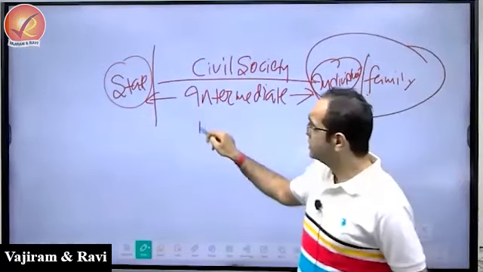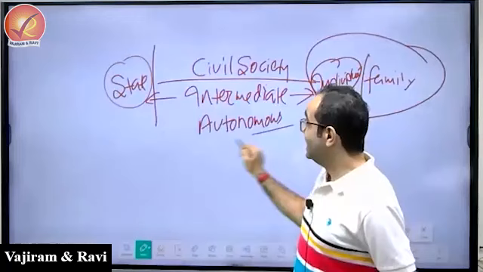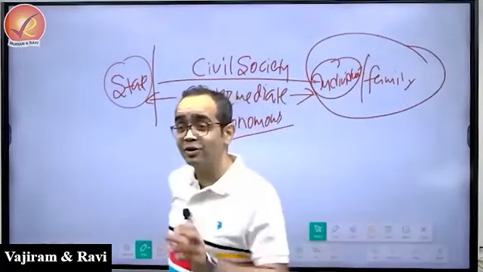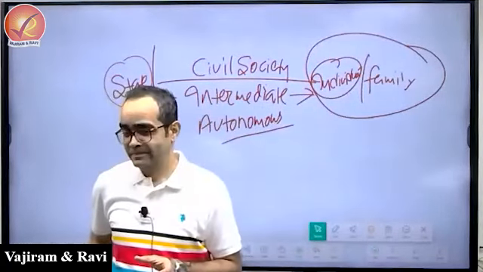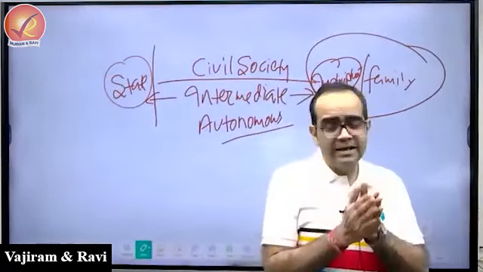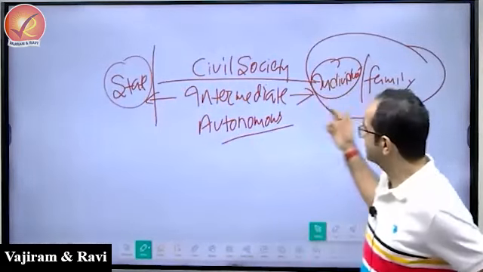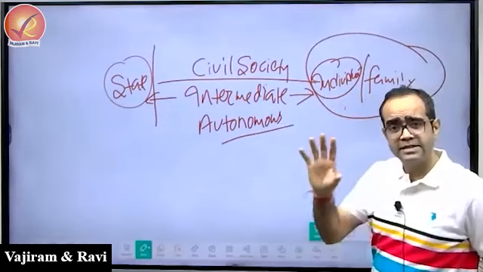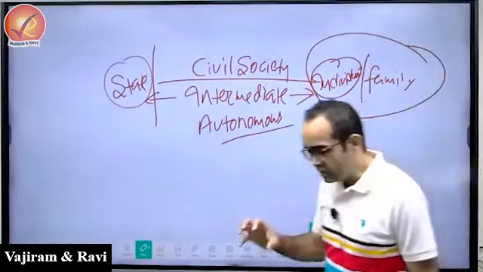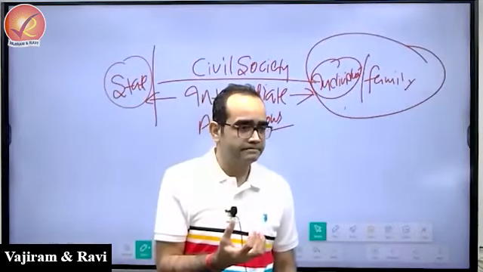And I also use the word autonomous. Autonomous means independent of the control of the state. The two words, intermediate and autonomous. And what is their purpose? They help us mediate the relationship between the state as well as the individual. That is civil society. The stronger a civil society, the stronger is the democracy.